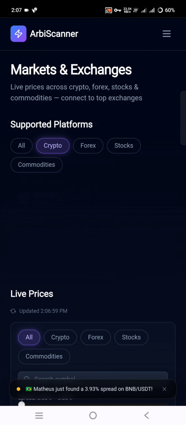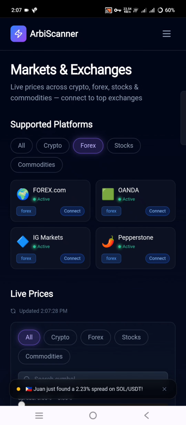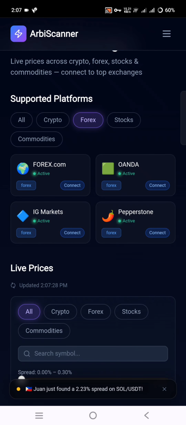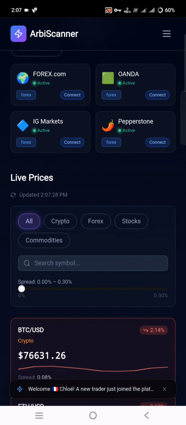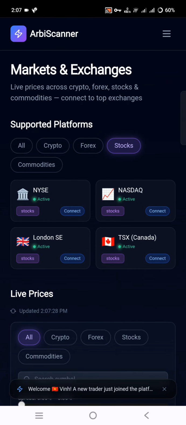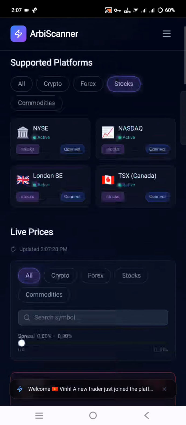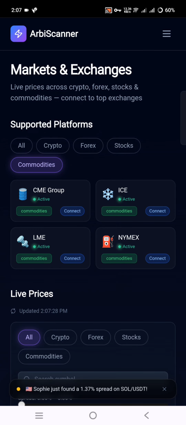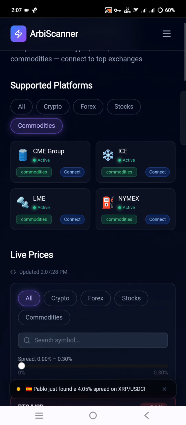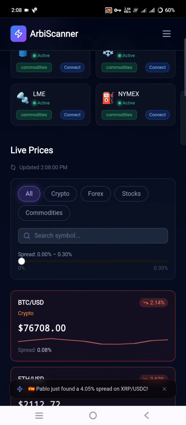Let's move to the forex. On the forex, there are only about 4 platforms supported: Forex.com, IG Markets, OANDA, and Pepperstone. Let's move to the stocks. We have the New York Stock Exchange, London Stock Exchange, and all that. And let's move to the commodity. You can see we have all these: LME, CME, and also ICE, NYMEX, and all that.